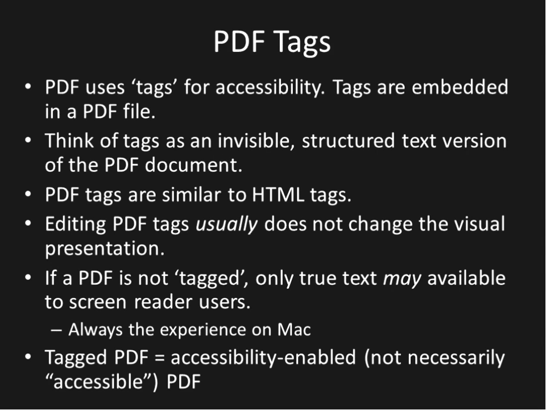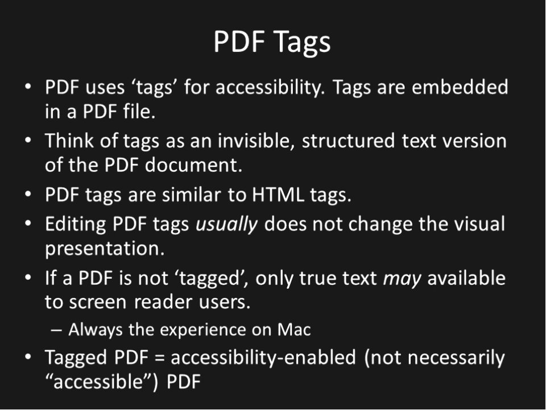The tags version, or tags content within that PDF document, contains all of the text of the document and the accessibility information. You might think of PDF tags as being similar to HTML tags. They contain structure and markup and semantics for that document. But the tags really are invisible. They're embedded within the PDF document and really only accessible to assistive technologies such as screen readers.